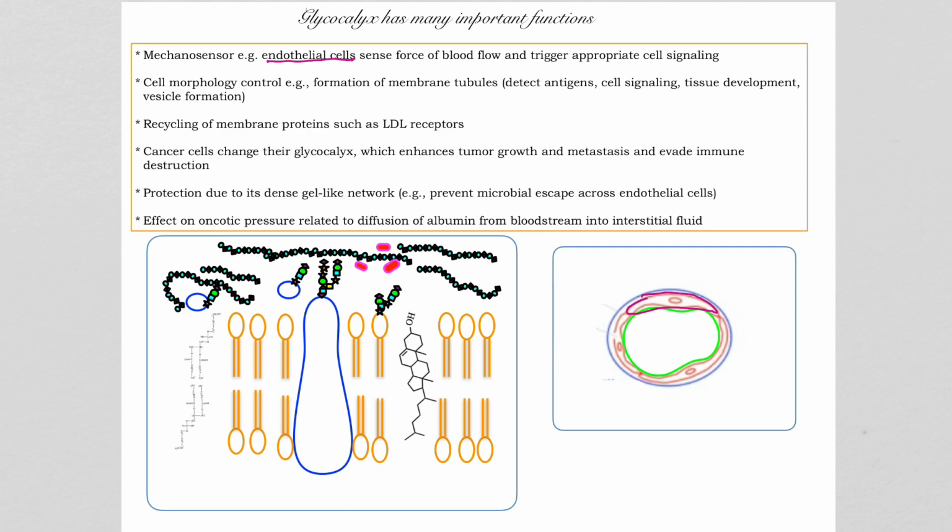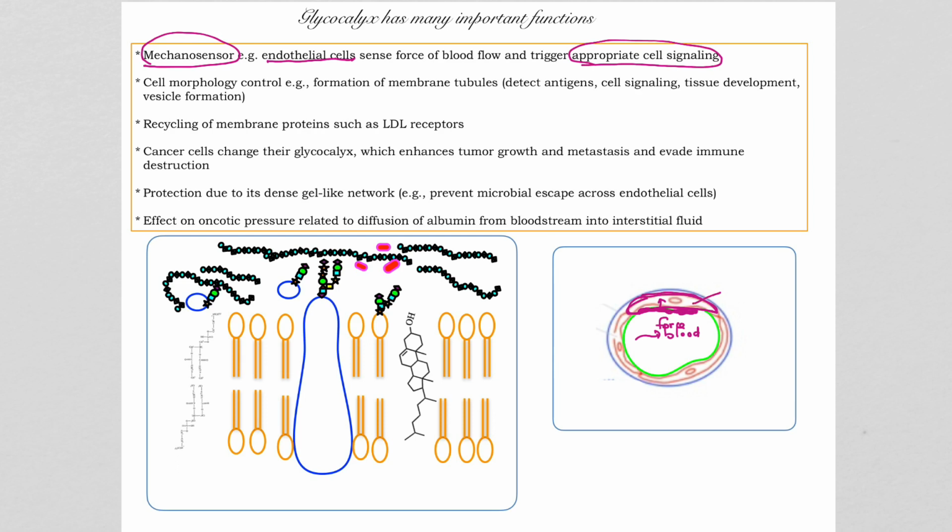The glycocalyx acts as a sensor, a mechanosensor. It senses the force of blood flowing. Okay, it senses the force. And based on the force, the glycocalyx, which is hanging out in the blood from the surface of the endothelial cells, is actually sending signals into the endothelial cells and triggering appropriate cell signaling so that the endothelial cells can adapt to the changing blood flow.